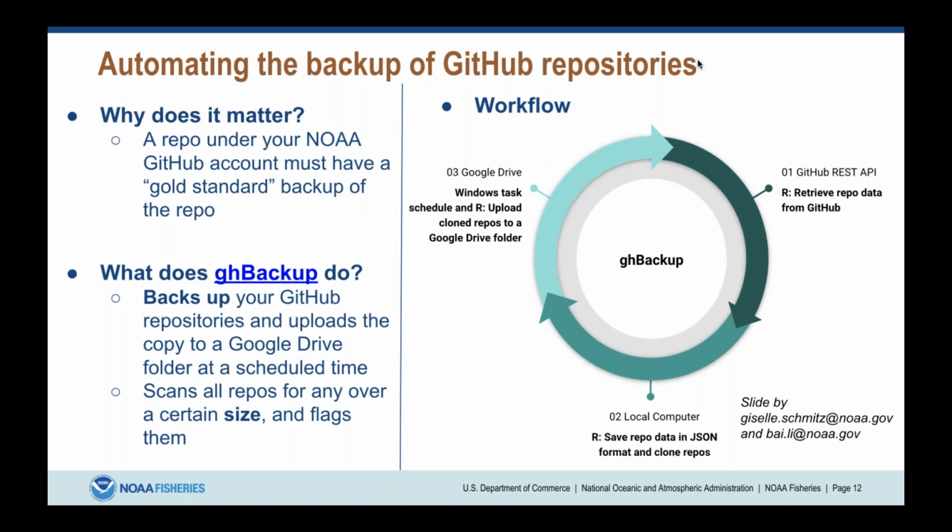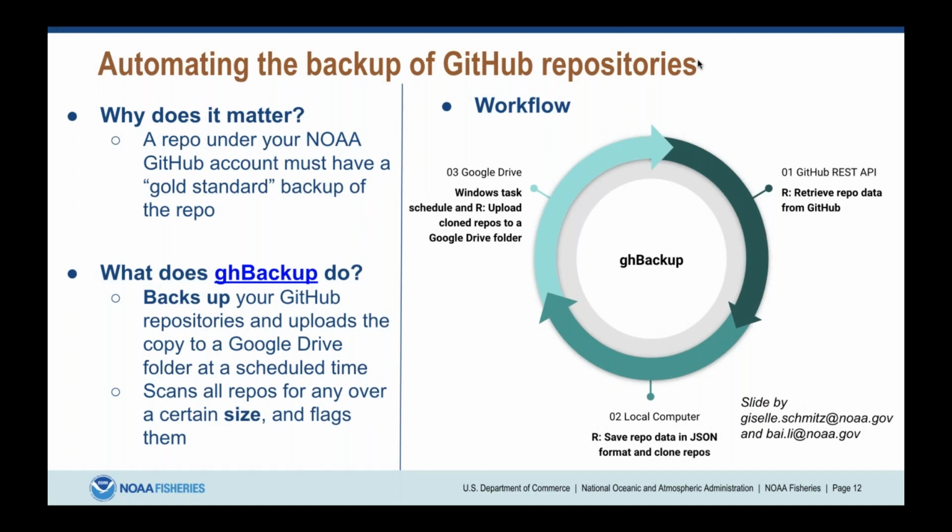According to the NOAA GitHub guidelines on the NOAA Fisheries Integrated Toolbox webpage, you must have a gold standard backup of the repos that are under your NOAA GitHub account. And usually a GitHub organization has many repos. For example, I need to back up repos for NOAA Fisheries Integrated Toolbox, and I'm backing up 6 organizations and roughly 100 repos per month. So it would be nice to have an automatic workflow to download all the repos and upload the backup to a different place for me.